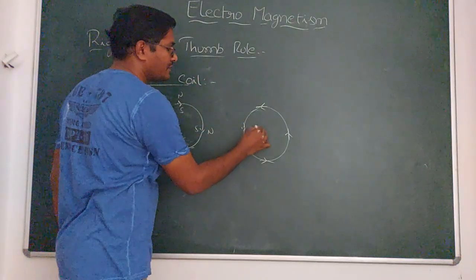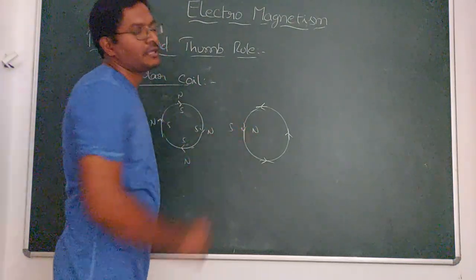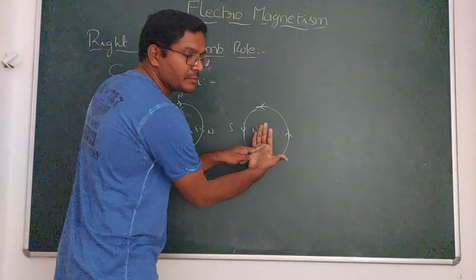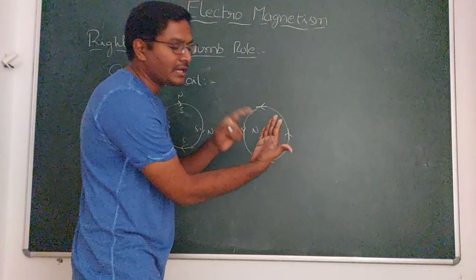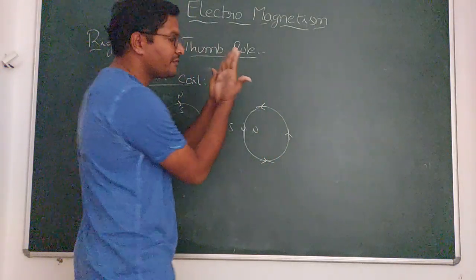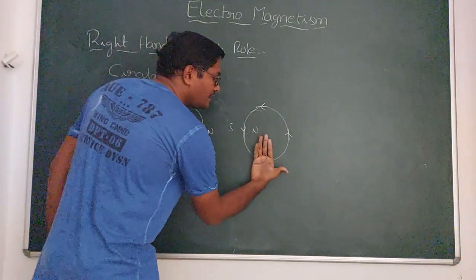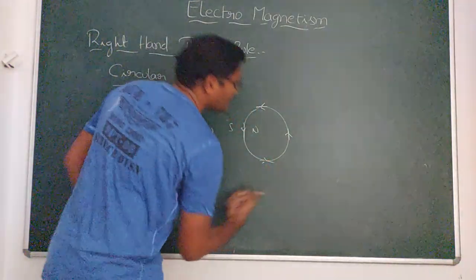Where it comes out, that is the north pole, and where it enters, this is said to be the south pole. And this palm must always be towards your face. This is very important. Your palm should always face you. So then this is the north pole, here is the south pole.